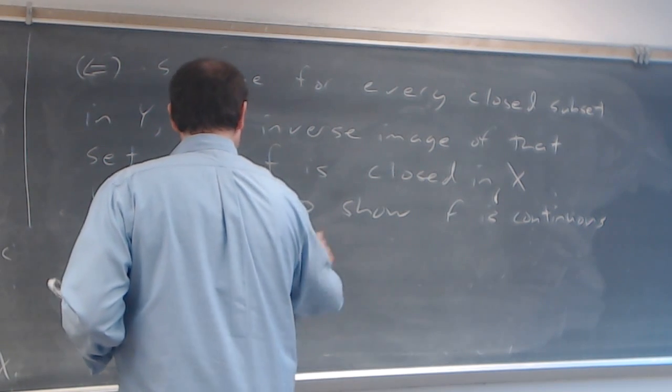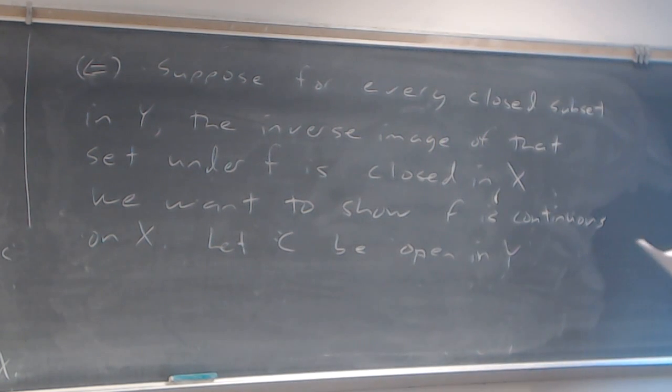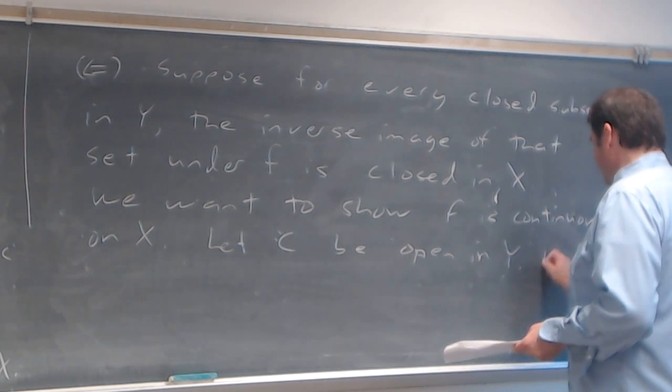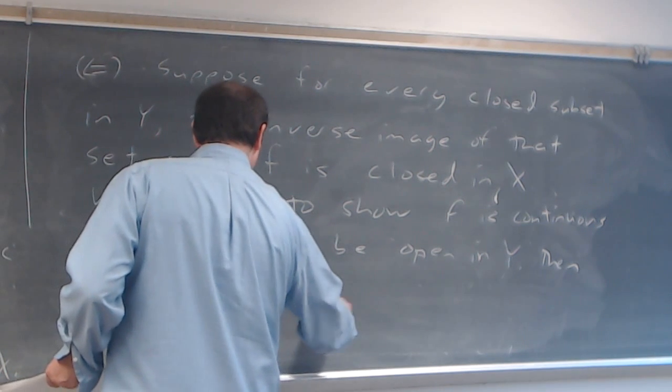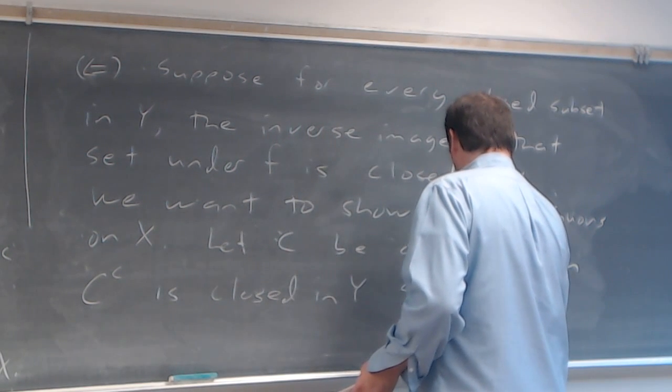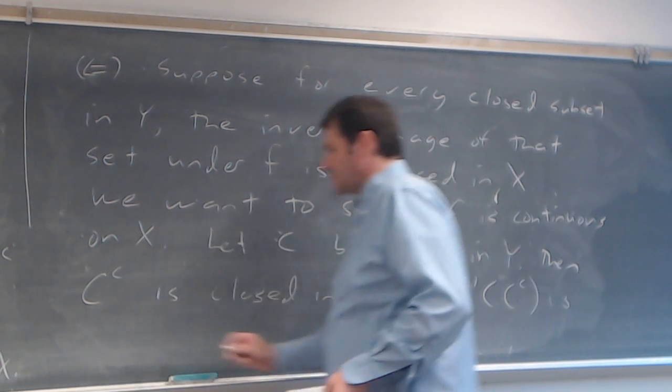We let C be open in Y. Now, by the previous theorem, what we'd like to show is that F inverse of C is open in X. And if I can do that for any arbitrary C, then what we've shown is that the inverse image of any open set in Y is open in X, and that's sufficient by the previous theorem to show that F is continuous on X. So if C is open in Y, then C complement is closed in Y. So by hypothesis, the inverse image of C complement is closed in X.